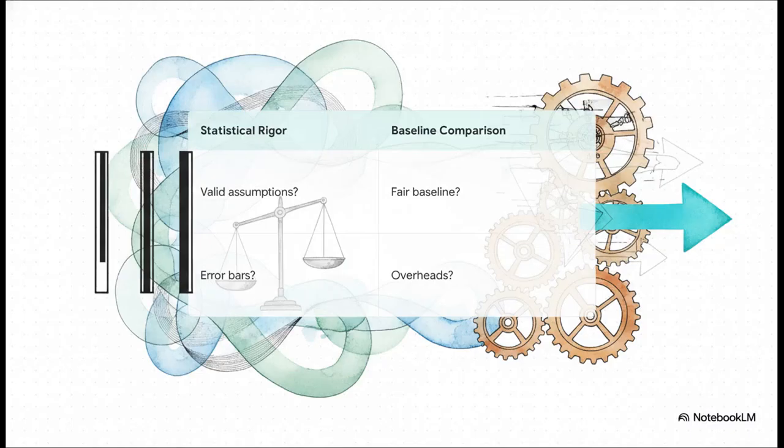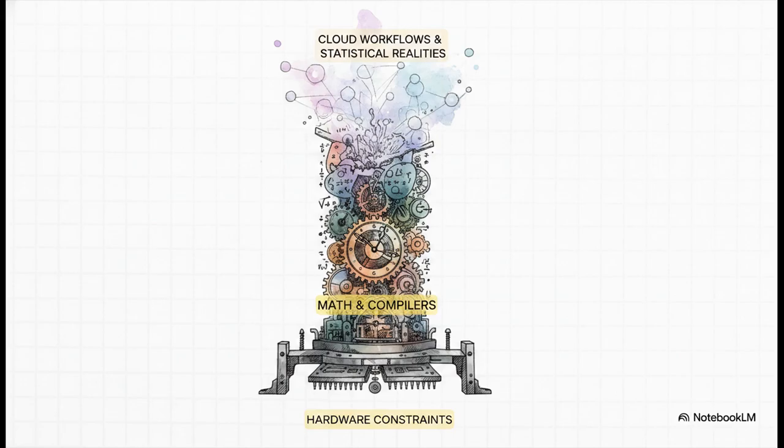You also have to demand statistical rigor. Any serious claim has to report its error mitigation uncertainty. Seriously, show us the error bars. And, perhaps most importantly, did this quantum experiment fairly beat the absolute best classical alternative out there, with every single overhead fully accounted for? Grasping this entire landscape means you have to treat quantum computing as a deeply integrated stack.